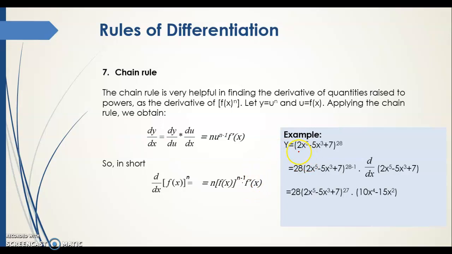For example, this is the equation (2x^5 minus 5x cube plus 7) raised to power 28. In this case you will simply move 28 to the left-hand side, power 28 minus 1, into the derivative of this function. So this will become 28 times the function raised to power 27, into the derivative, which is 10x^4 minus 15x square, and the constant is 0.